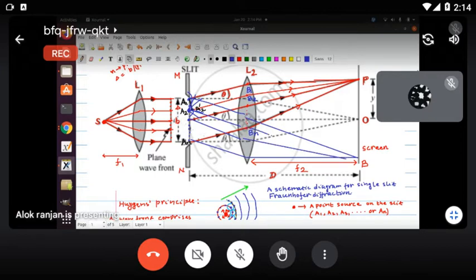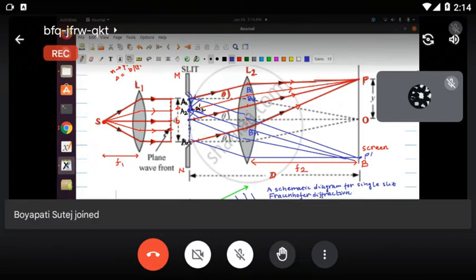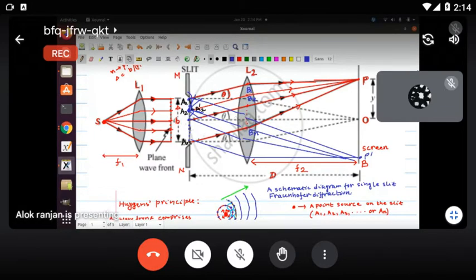Okay. And then we get the merge here, let's say P prime. Okay. So one of the students yesterday was asking why it will deviate, right? So it does not deviate. As per the Huygens principle, the beam will travel in all directions, and we have a ray along those directions.